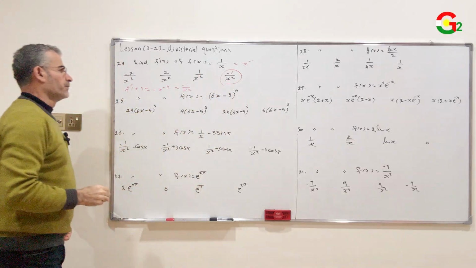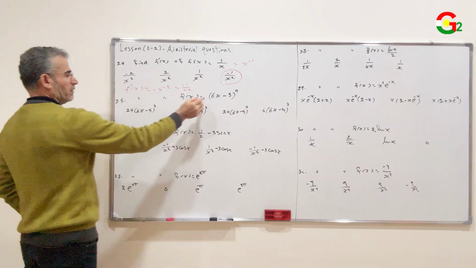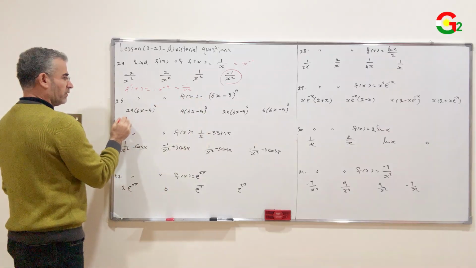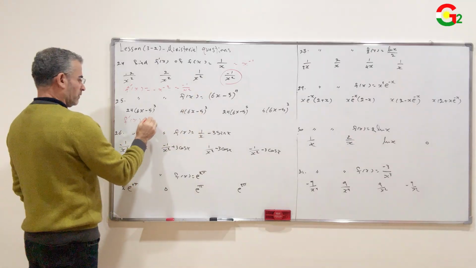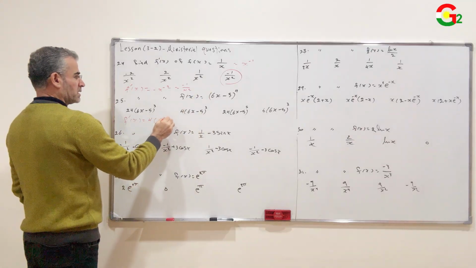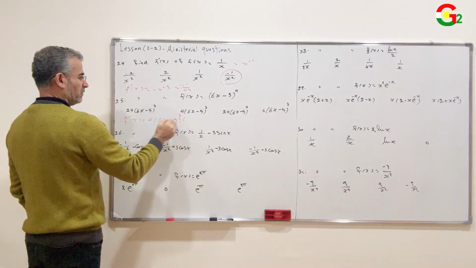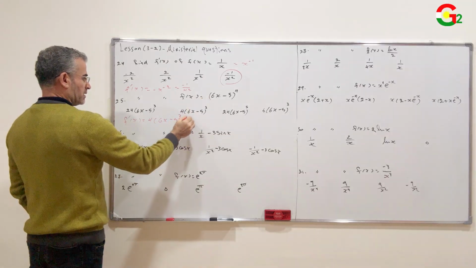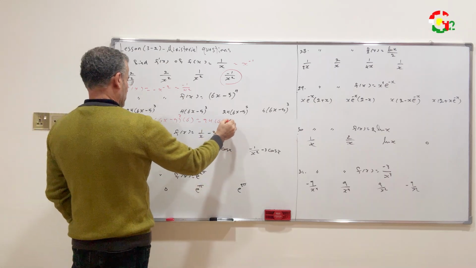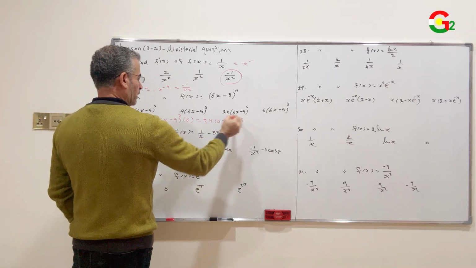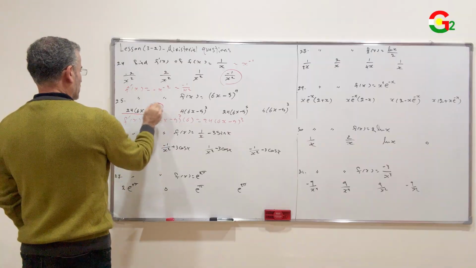Choice D. Question number 25. Find the derivative of (6x minus 5) to the power 4, f prime of x. The derivative of the bracket: 4 minus 1 is 3, times the derivative of the inside of the bracket, 6, equals 24 times (6x minus 5) to the power 3. Choice A.